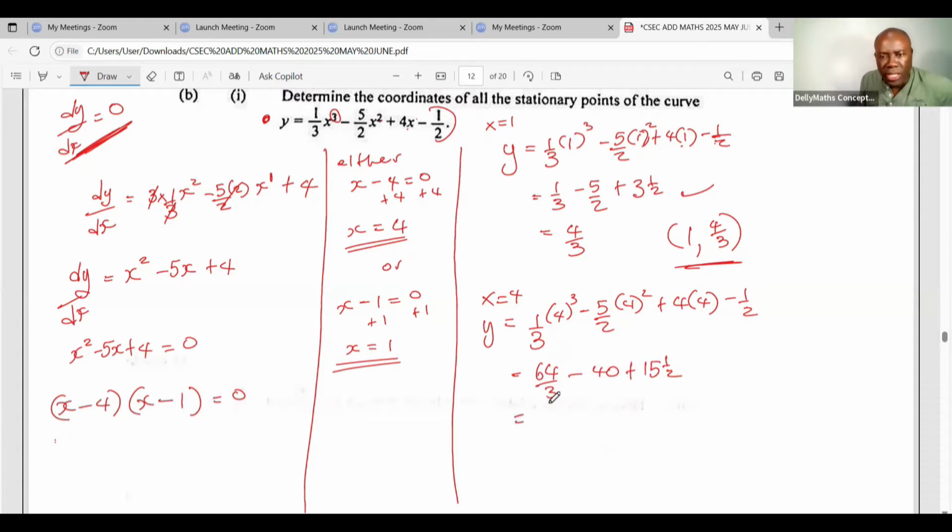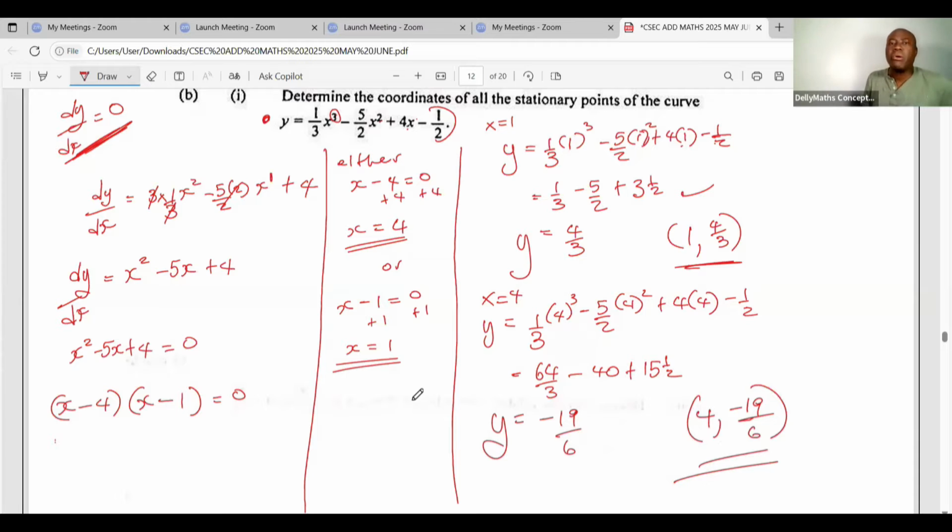When we put everything together, what we're actually getting is negative 19 over 6. So this is our y, just like this. The point is going to be 4 with negative 19 over 6. And these are the stationary points.